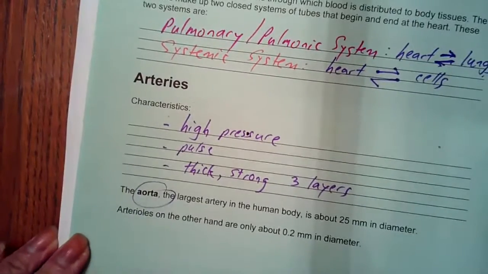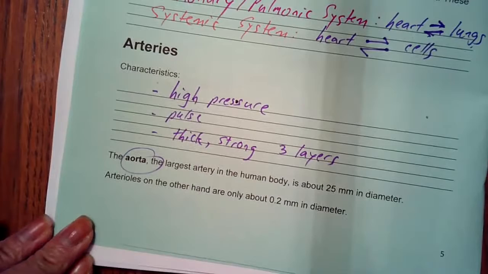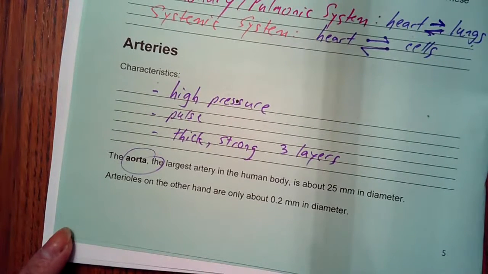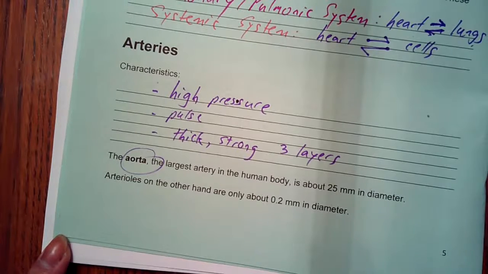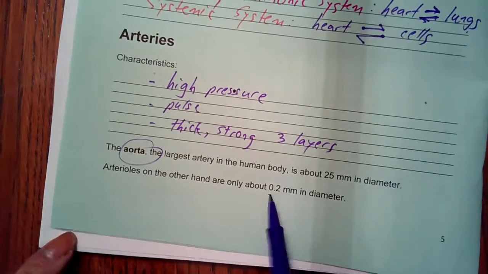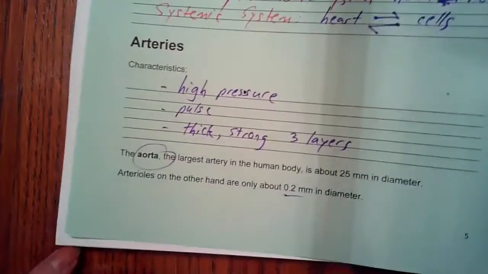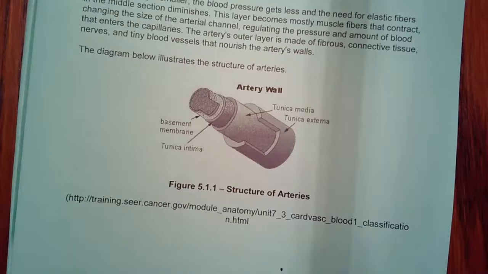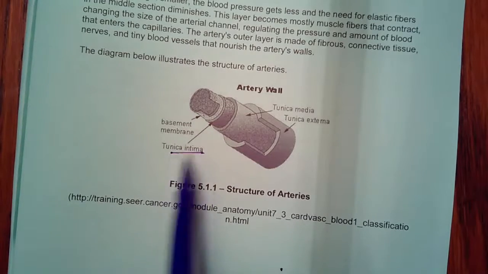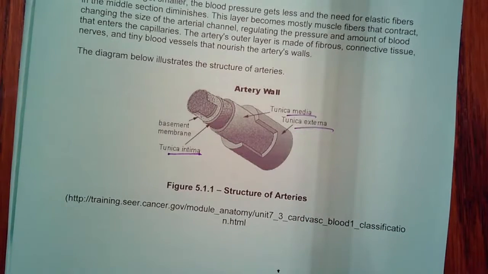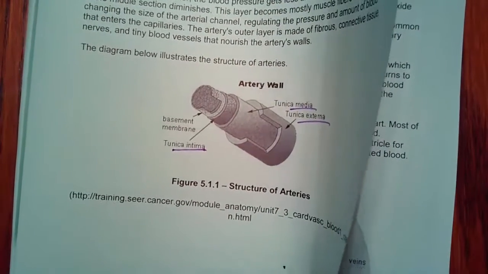And of course, the aorta is the largest artery in the human body. It's about 25 millimeters in diameter. That's about an inch. It's the largest in the human body. Whereas arterioles are the smallest one. They're only 0.2 millimeters, so it's like the width of a human hair. So this is a picture of the artery. It has the three layers. Tunica intima is the inner, tunica media is the middle part, and the tunica externa would be the external layer of the artery.